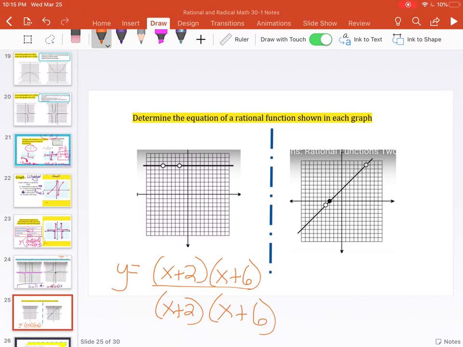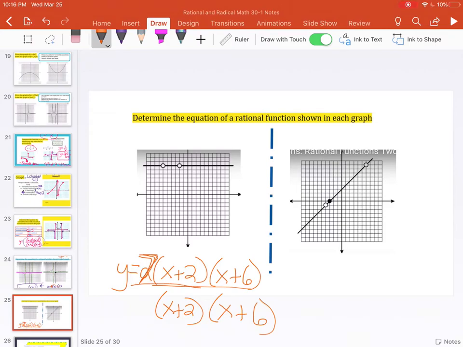So to end up with a 7, I would need an a value of 7, because notice how the line, okay, is at y equals 7. That's where the 7 comes from. So then my graph would just be y equals 7 times x plus 2 over x plus 6.